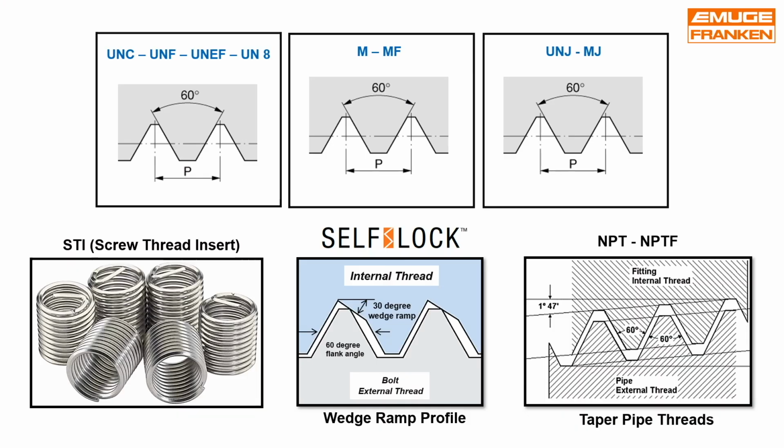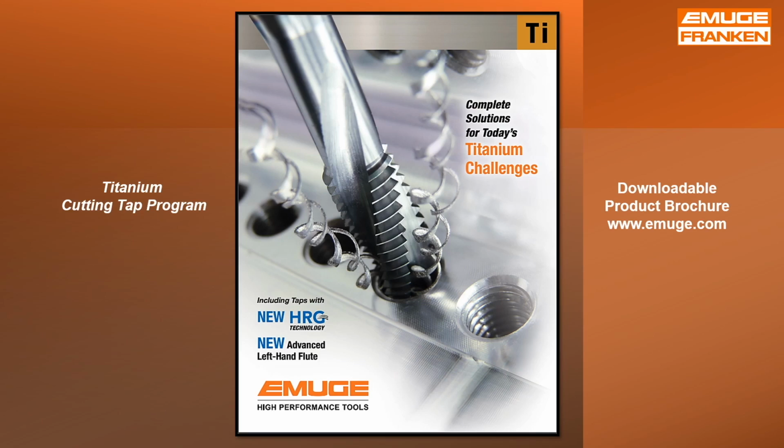With the noted thread production methods, EMUGE offers stock-ready tooling solutions for titanium in a wide range of thread types to include unified inch, metric, UNJ and MJ, STI, self-lock with wedge ramp profile, and taper pipe, MPT, and MPTF. Now we will look into the EMUGE titanium cutting tap program and the technology behind the exceptional performance levels achieved with this thread production method.